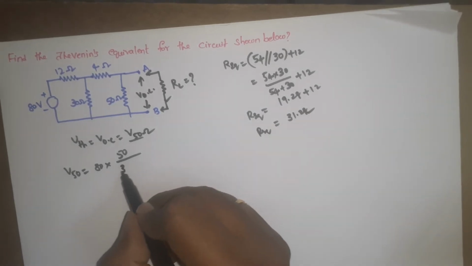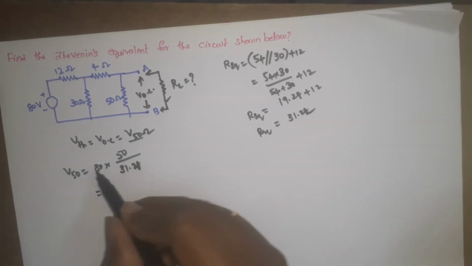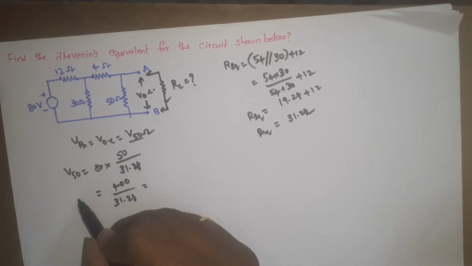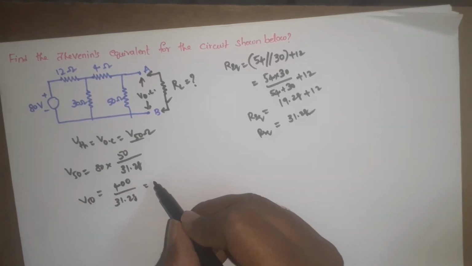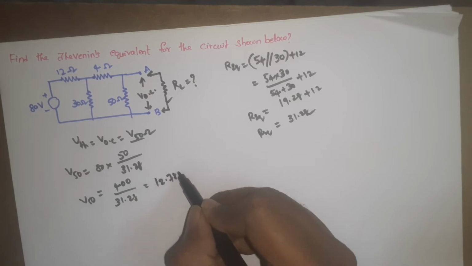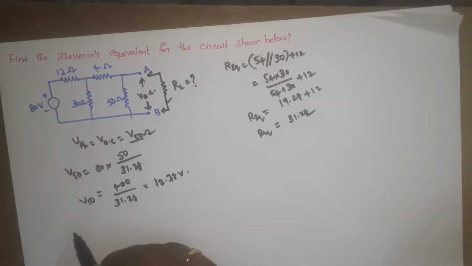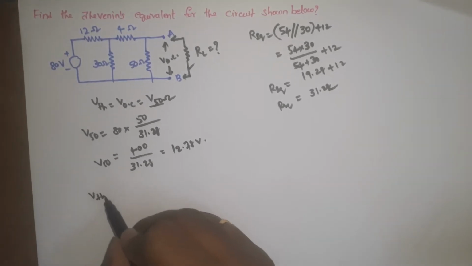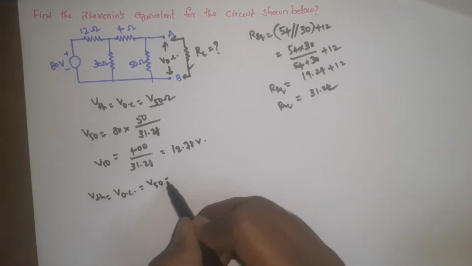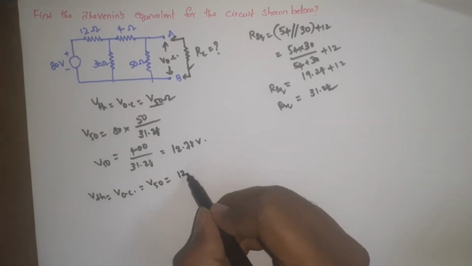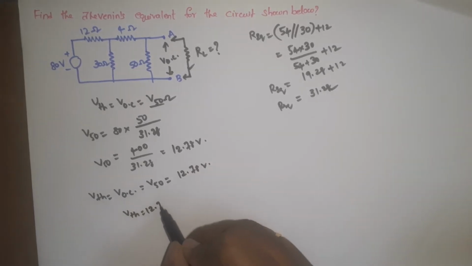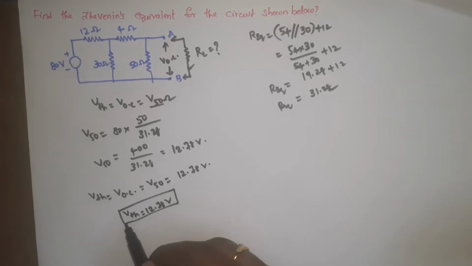Finally, substitute this 31.28 here. Then 8 5s are 40, so 400 divided by 31.28. Finally, the voltage across the 50 ohm resistor, by doing the sum, we get 12.78 volts. So we get the VTH. VTH equal to VOC equals the voltage across the 50 ohm resistor, which is 12.78 volts. This is the Thevenin's voltage.